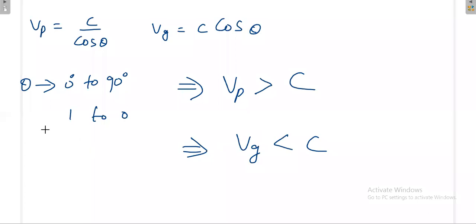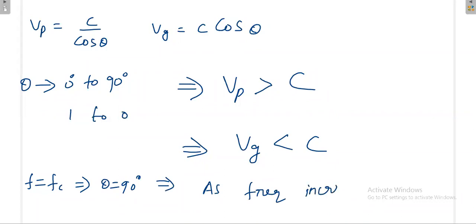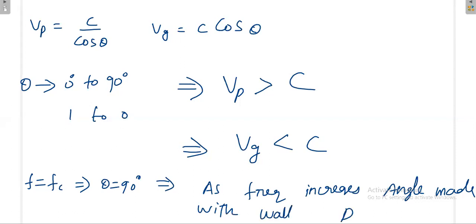Finally, at f equal to fc, theta is equal to 90 degree. Then as the frequency increases, the angle made with the wall decreases. Angle made with wall decreases. Okay, so that's it.